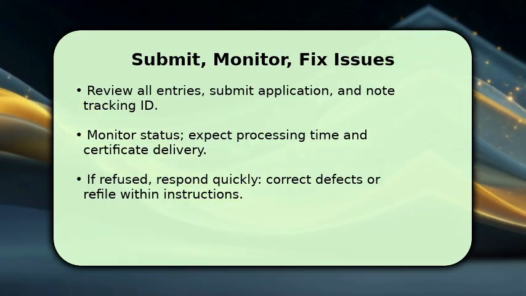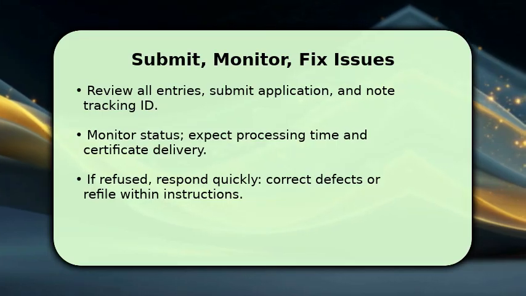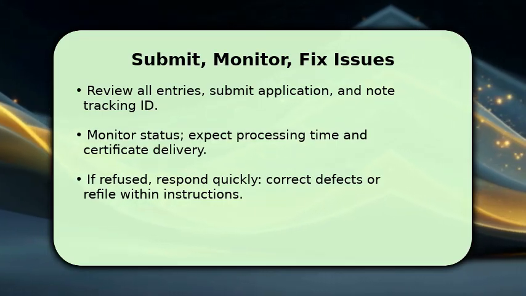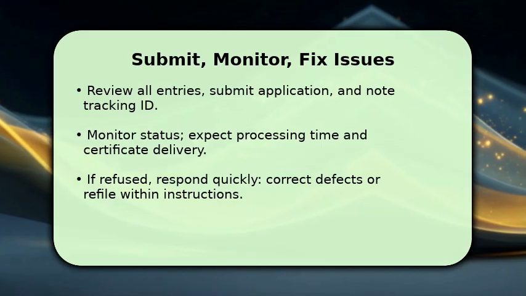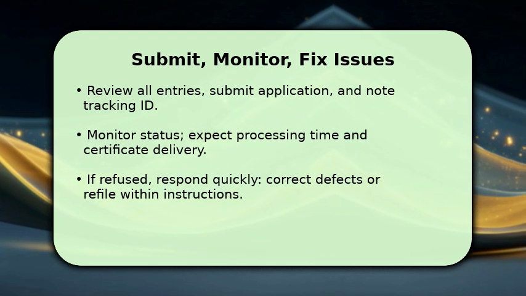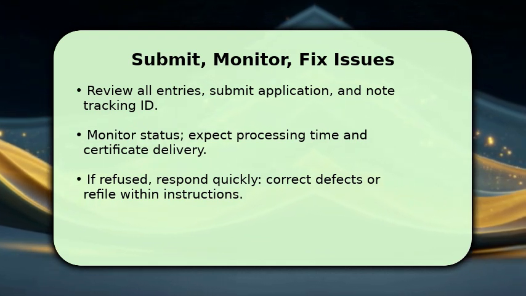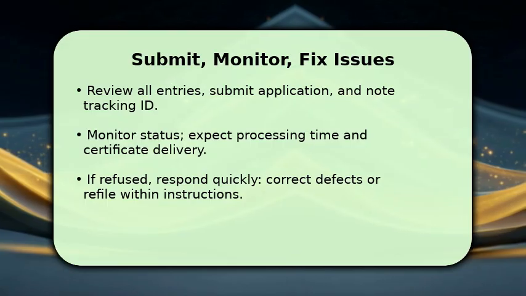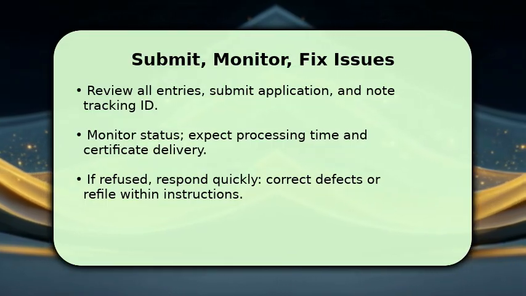If the office flags defects or refuses the claim, act fast. Read the deficiency notice, correct the specific issues, and resubmit or supply requested documentation. Troubleshooting tip: the most common problem is wrong file format or missing claimant info. Fix those first and resubmit.